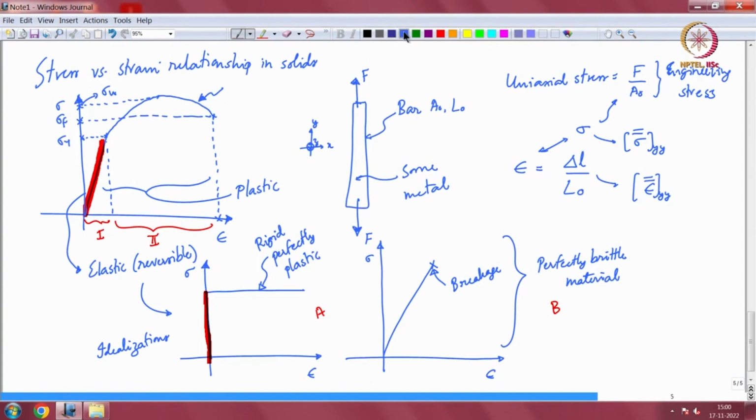So we will see that these models will come in handy at some point, and we will see how to use them when we analyze stress fields. Okay. So just something to keep in mind as we go forward.